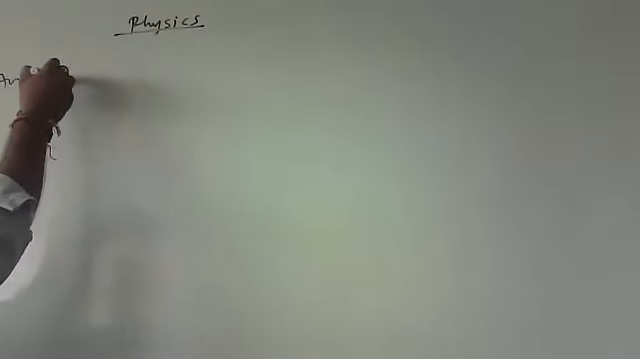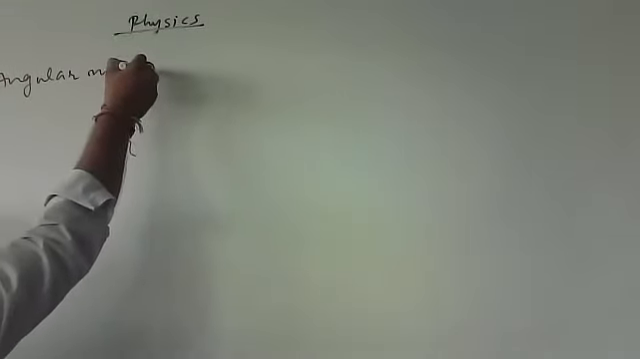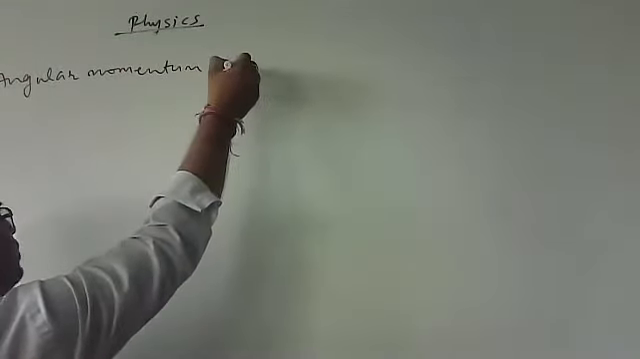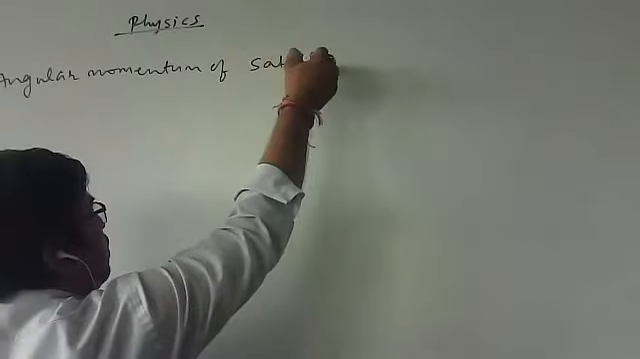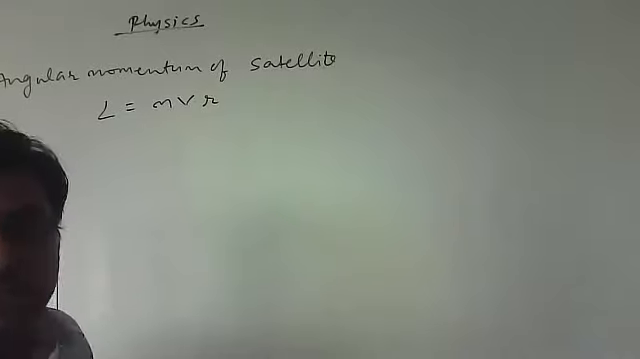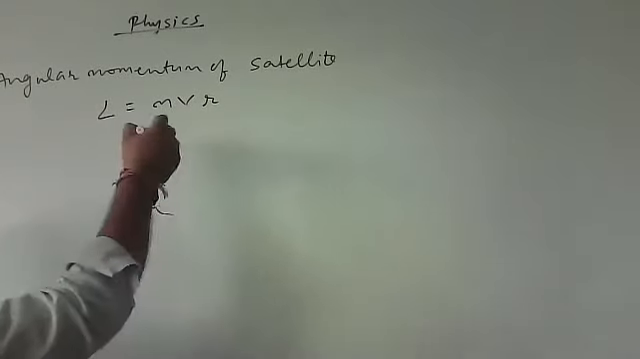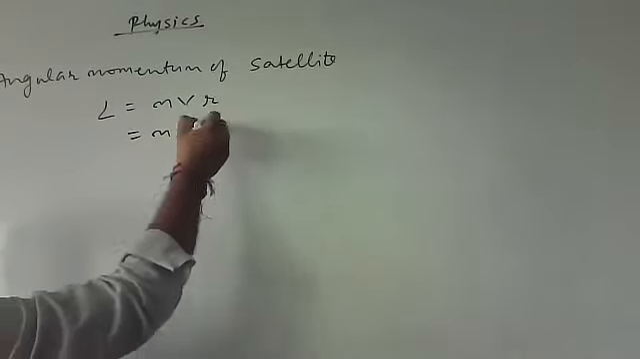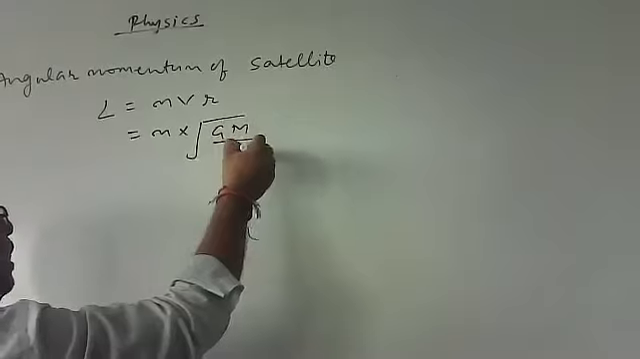Next point, angular momentum of satellite. The symbol of angular momentum is L, and L is expressed by the product of mass, velocity and radius. L is equal to mvr. The expression of V we have already developed. The expression of V is root GM by r, into r.